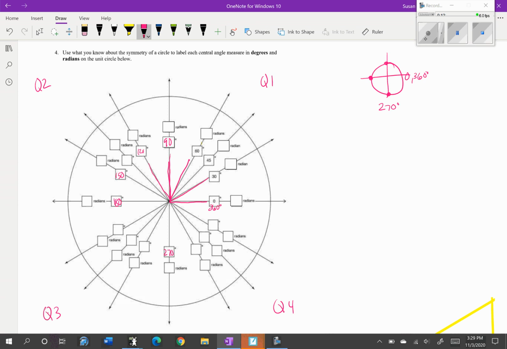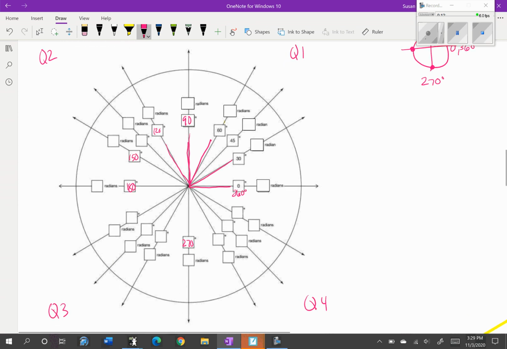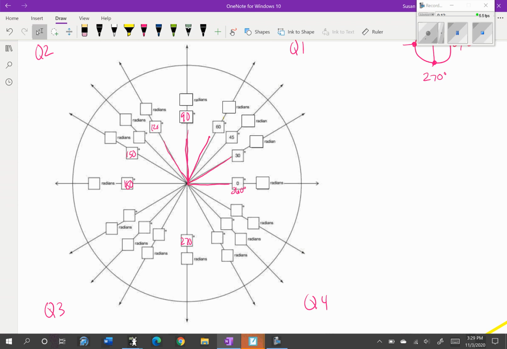Go ahead and see if you can do the next part of the circle, quadrants 3 and 4. And then when you're done, pause the video to check your work. So if we add another 30 to 180, we get 210 degrees. If we add another 30 to that, we get 240 degrees. Another 30 is 270. Another 30 is 300. And another 30 would be 330 degrees.